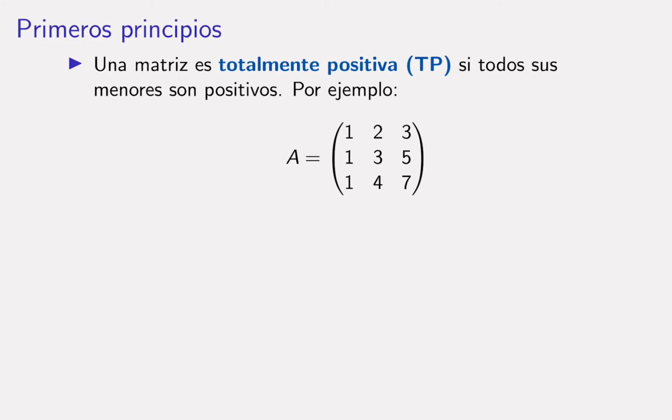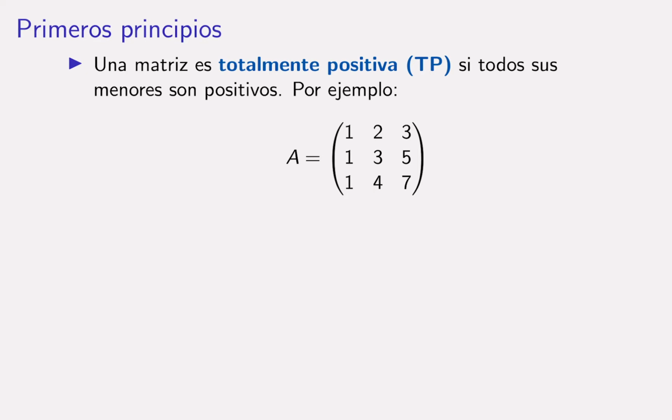This matrix is TP, which means that every minor is positive. For instance, every entry is a minor, so every entry is positive. Every 2x2 matrix has positive determinant. For this reason, it's TP. Of course, the whole matrix needs to have a positive determinant. This is for a TP matrix, a totally positive matrix.